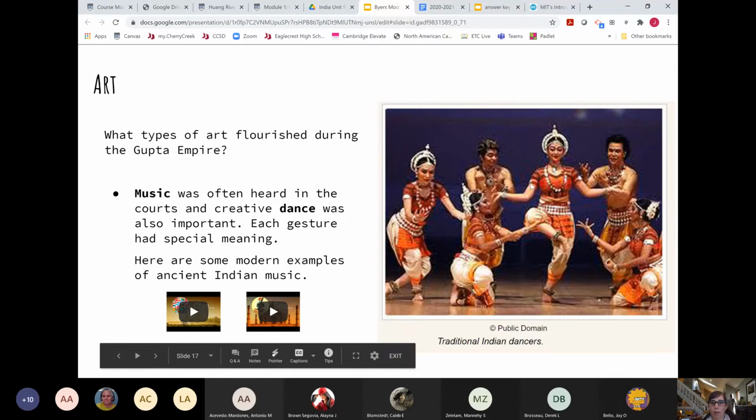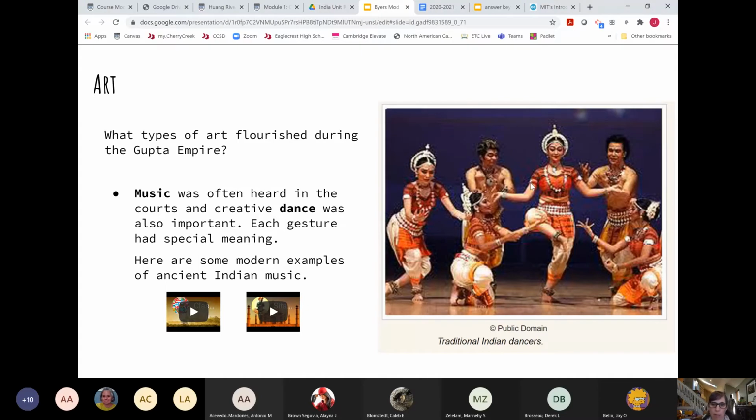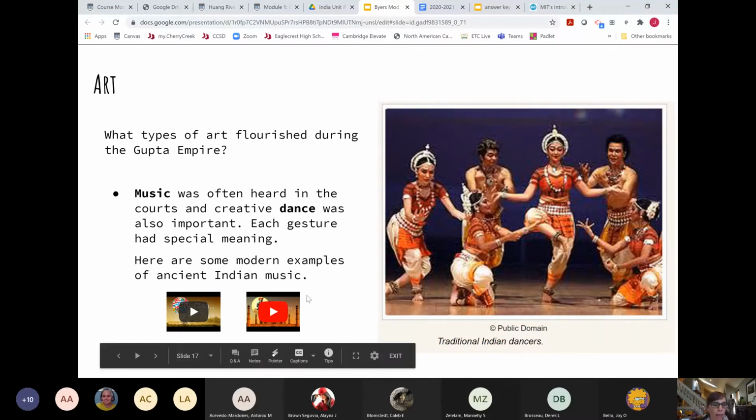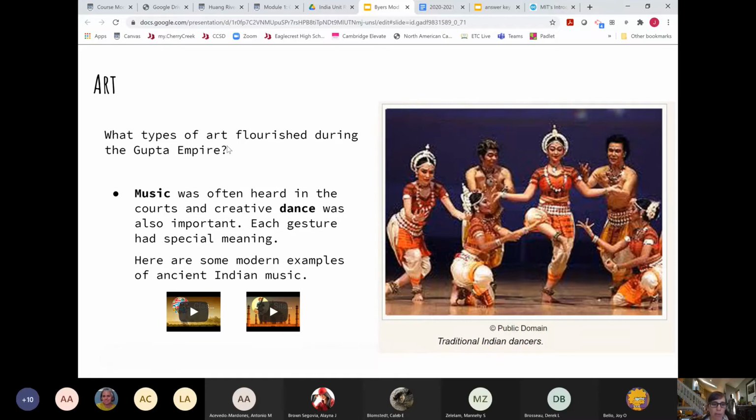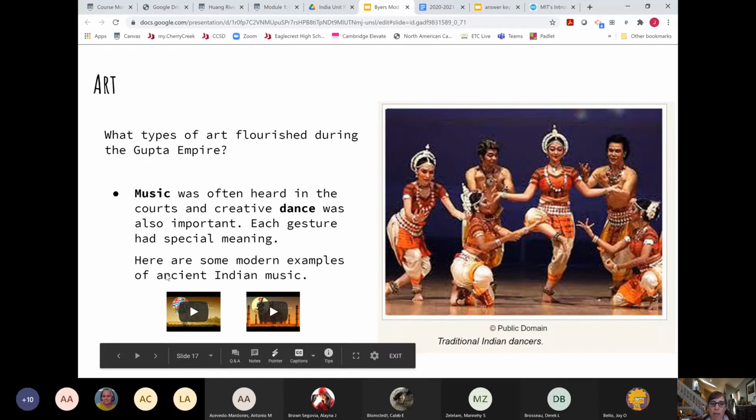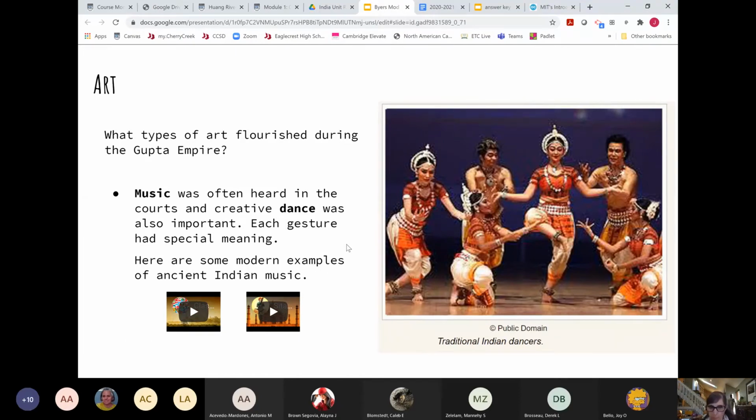And you can see that their hands are in very particular positions. It's because each gesture has a special meaning. So their hand gestures are really important. Okay, all right, and then down here, if you're interested in music and the art for your CER, you can come down here and listen to some examples of ancient music, modern examples, but playing ancient music.